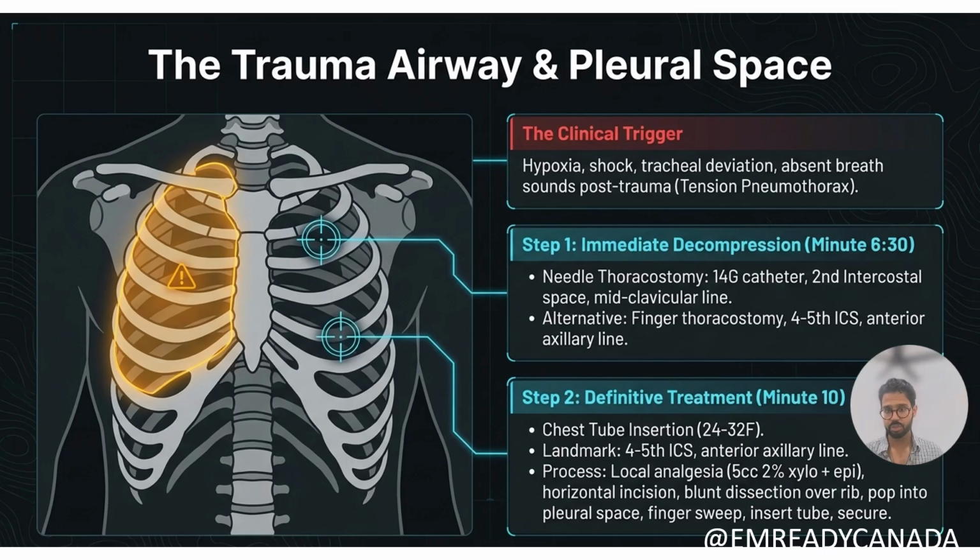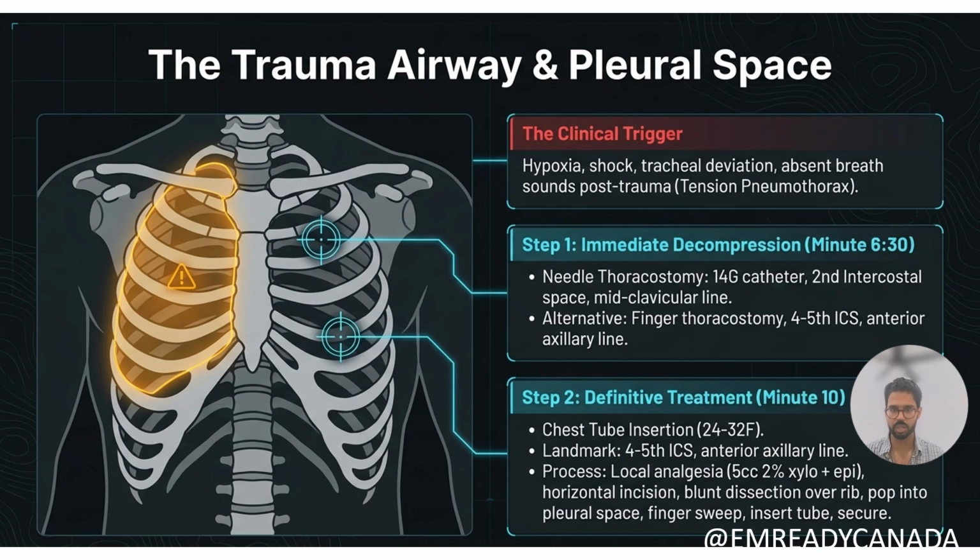Now, definitive treatment is going to be insertion of a chest tube. So first and foremost, we want to do an immediate decompression that stabilizes the patient physiologically. And then for definitive management, we need to insert a chest tube, 24 to 32 French, fourth to fifth intercostal space, anterior axillary line. Remember, this is exactly where we would have done a finger thoracostomy. So they go hand in hand.